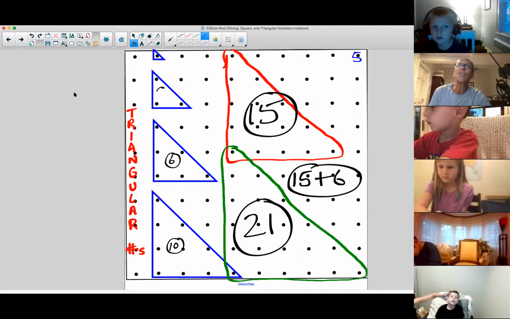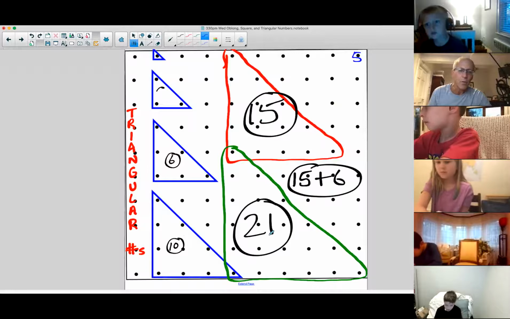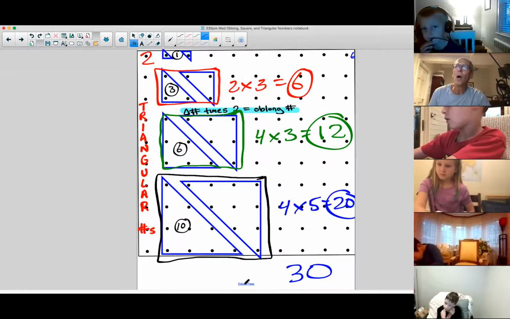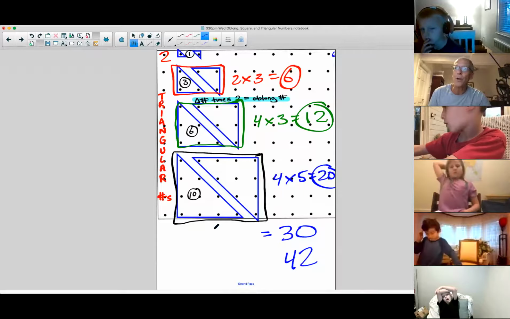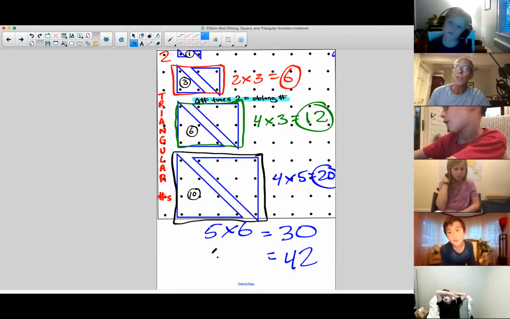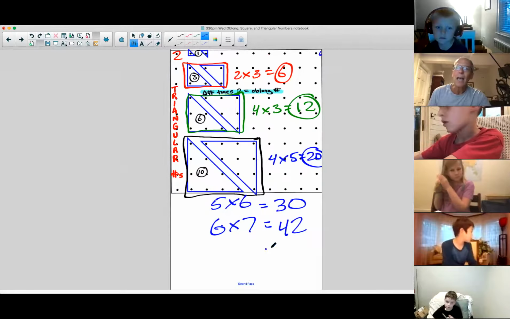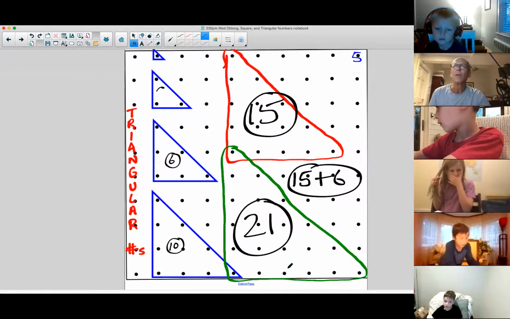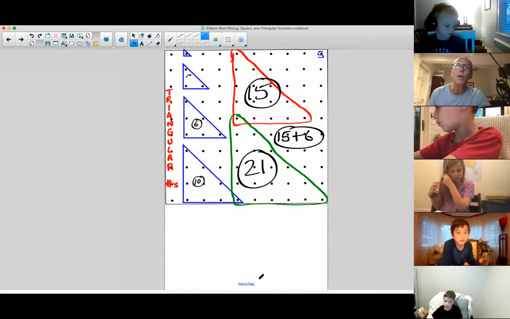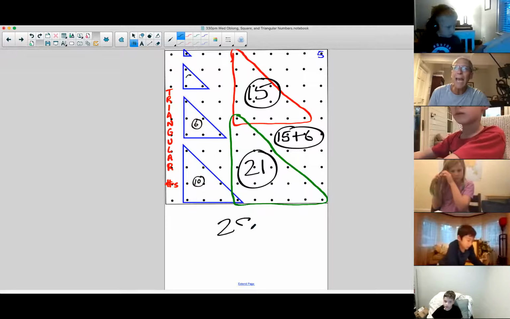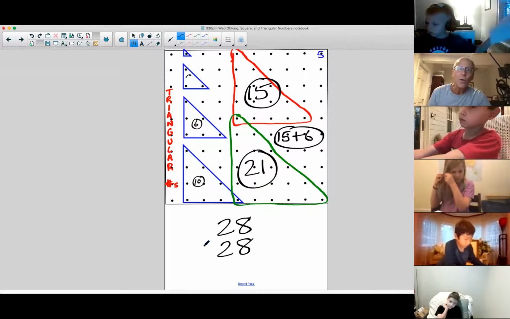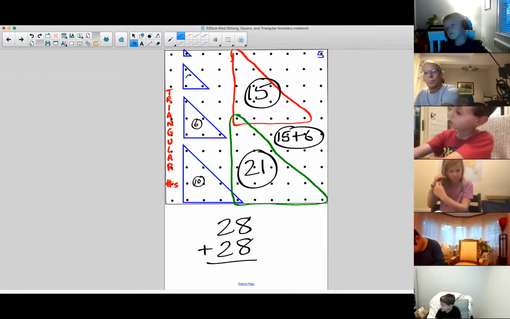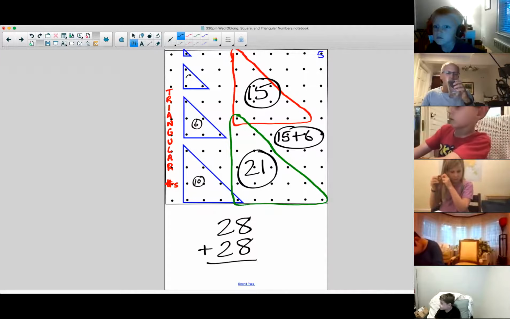What happens when we add two 21s? What do we get? 42. And guess what? 42, as you know, is the next oblong number. So 30 is 5 times 6. 42 is 6 times 7. And the next one, which is going to be 7 times 8, that could be found by taking the triangular number. You ready for this? 28 plus 28. Who can do 28 plus 28? Don't do it out loud, Amelia. Go for it. It's 56. Say again, Amelia. 56.